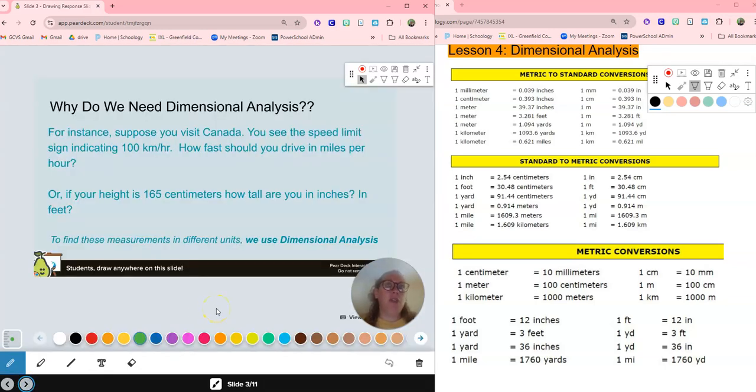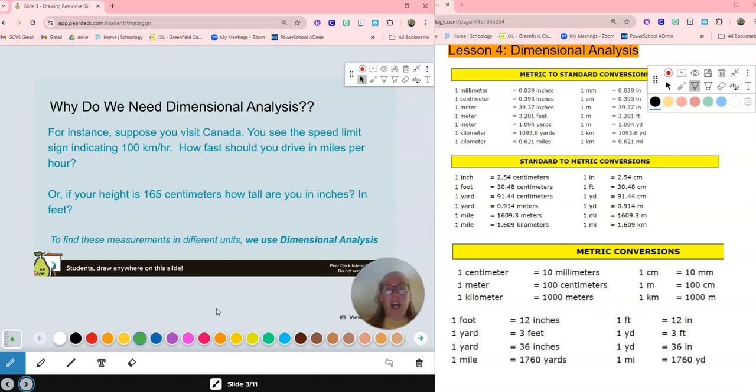So the reason that we use dimensional analysis is to convert units of measurement. Sometimes we're given something in inches and we want to know what that equals in feet, right? Or maybe we know what something is in gallons, and we want to know what that is in ounces, right? Whenever we're converting measurements, what we're doing is dimensional analysis. So for instance, suppose that you go to Canada and you see the speed limit is 100 kilometers per hour. How fast is that in miles per hour? We would use dimensional analysis to figure that out.